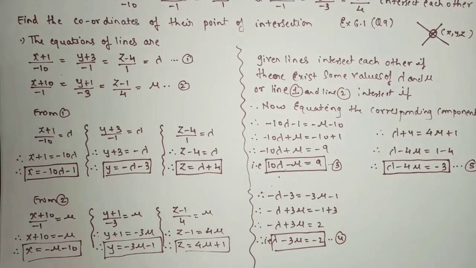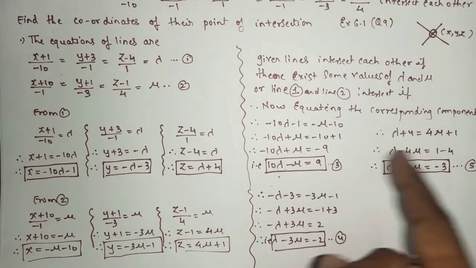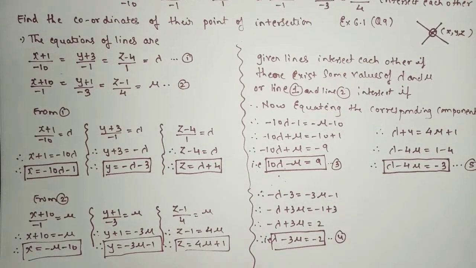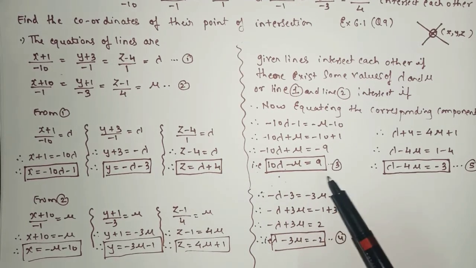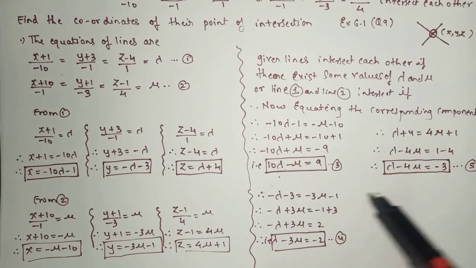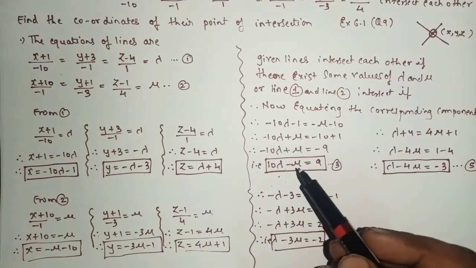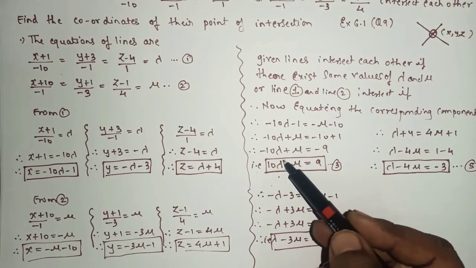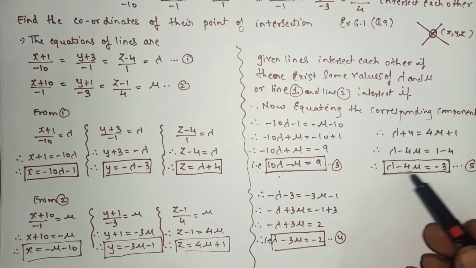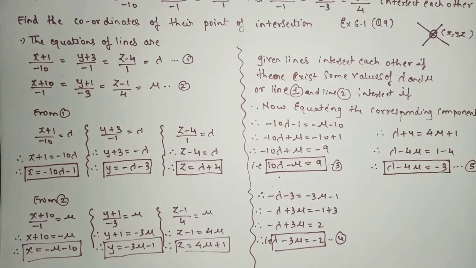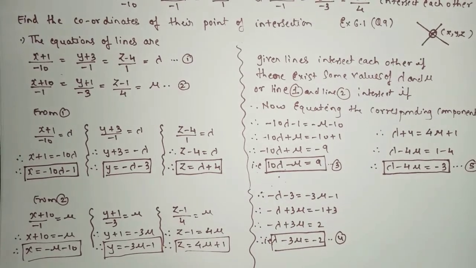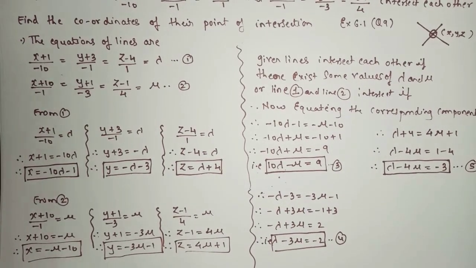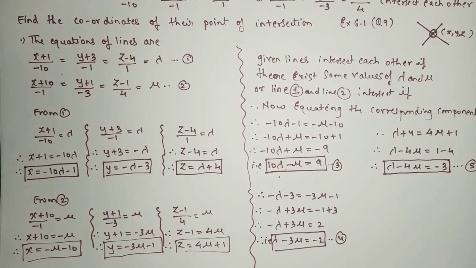So now what we have to do: when you see these three equations clearly, we can see that they are in the form of linear equations in two variables, and you can see the power of lambda and mu is 1 here, here also 1, here also 1. So clearly the equations we got are linear equations in two variables. Whenever we have linear equations in two variables, we have to solve them simultaneously to get the values of lambda and mu.